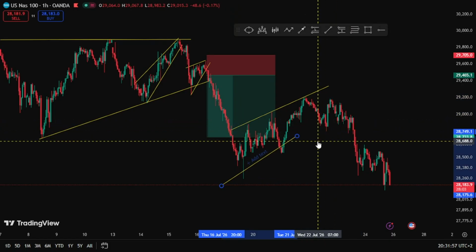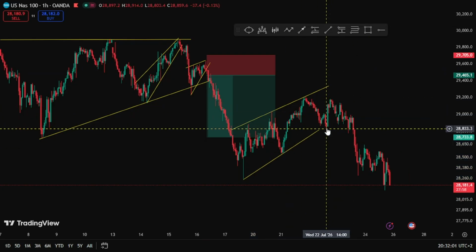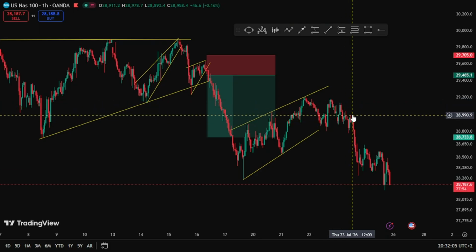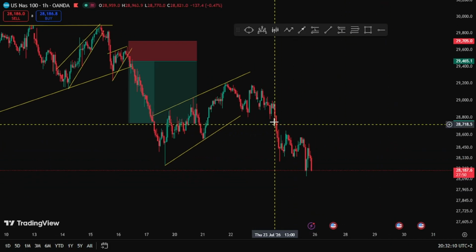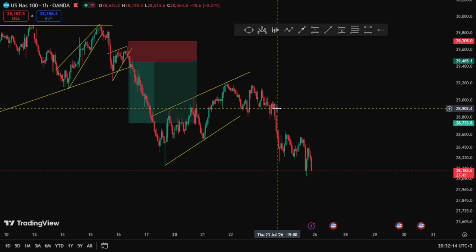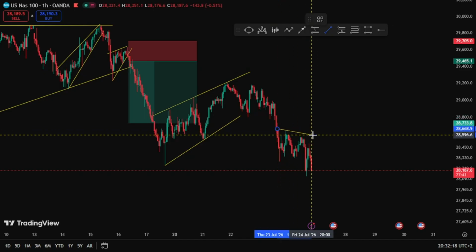So we had this move. Okay, and then we had this. And then we had this. See, impulse, correction, impulse, correction, impulse. You see this? Guys, beautiful things, man. This is all I'm saying.